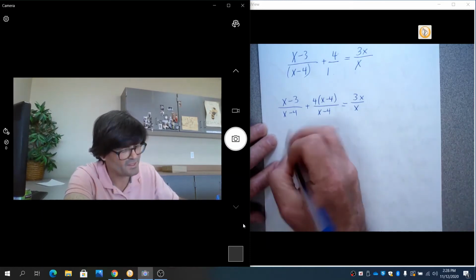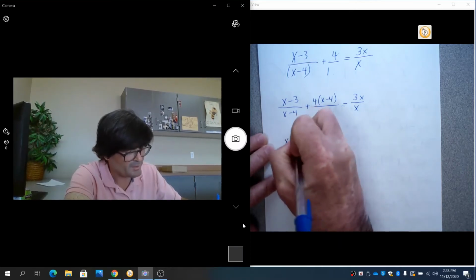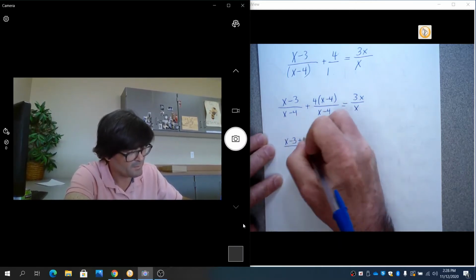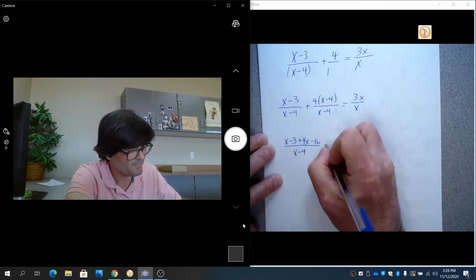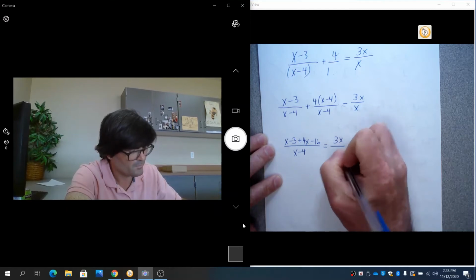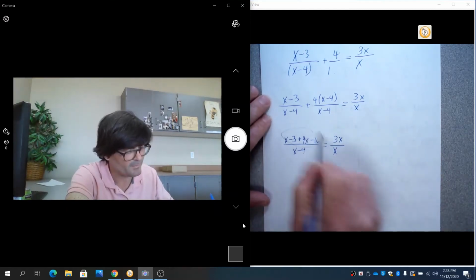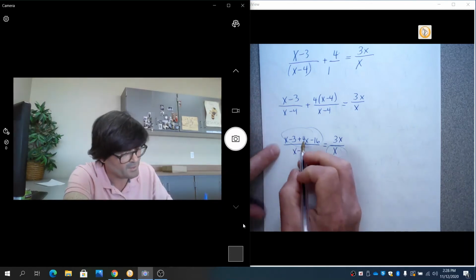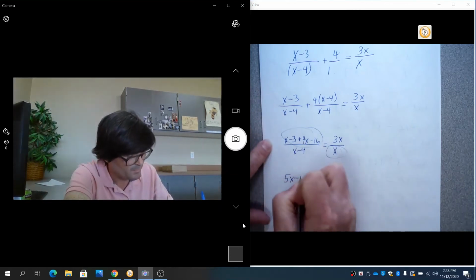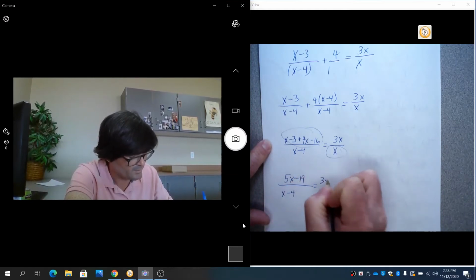So now these are the same denominator, x minus 4, x minus 3 plus 4x, plus 4 times negative 4 is negative 16. That's where we are. And now I'm going to do those two multiply together equal to these two multiply together, cross multiplying. And by the way, this is 5x minus 19 over x minus 4 is 3x over x.